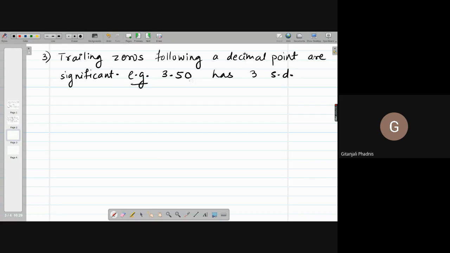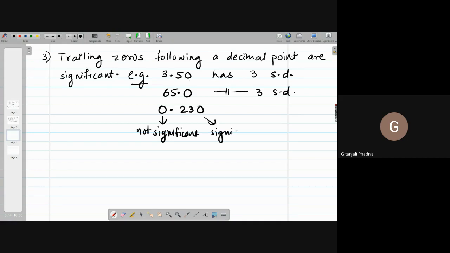So this 0 is occurring after the decimal point, so you have to consider it to be trailing. Even if I write 65.0, then this also will have 3 significant digits. If I have 0.230, then this 0 is not significant, but this 0 is significant. Do you understand this, girls? Yes, ma'am. So this also has 3 significant digits.